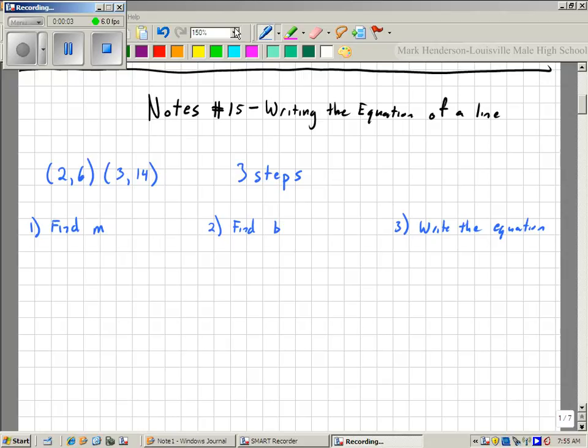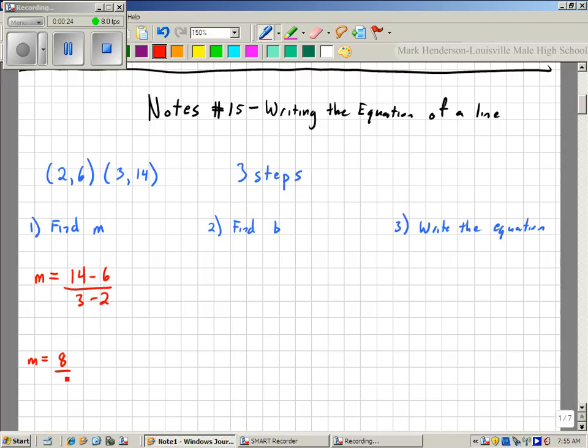So when we're finding m, there's the specific equation that we talked about already today. 14 minus 6 over 3 minus 2. So we just use the same equation that we've been using. That gives us 8 over 1, which we will simplify to just 8. Does everybody agree with that?